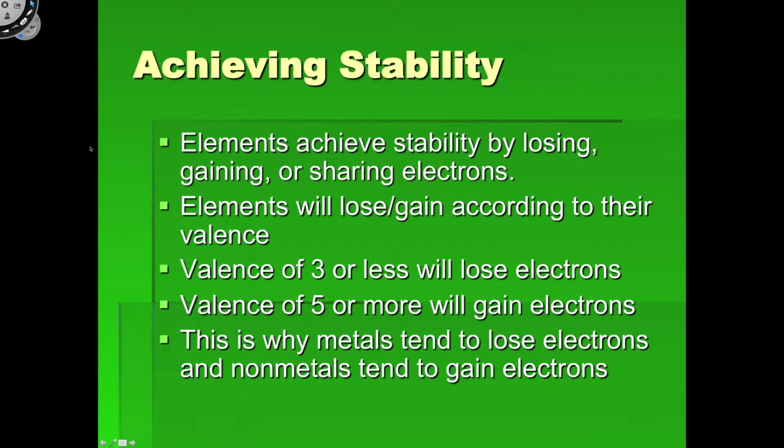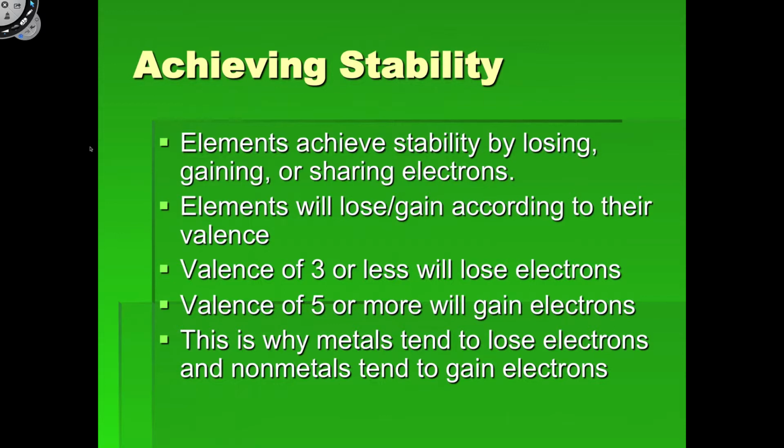So how are they going to do this? Well, they can do it by losing electrons, gaining electrons, or sharing electrons. And they're going to lose or gain the electrons according to their valence. So if you have a valence of 3 or less, you're going to lose electrons. If you have a valence of 5 or more, you're going to gain, and then we'll talk about valence of 4 later. Most metals have low valence values, 3 or lower, so they tend to lose electrons. Most nonmetals have valences of 5 or higher, so they tend to gain electrons.